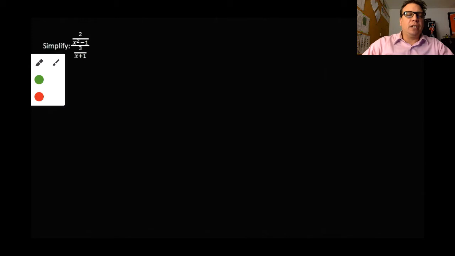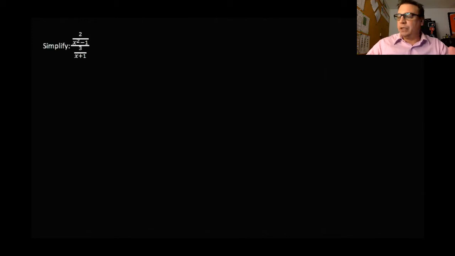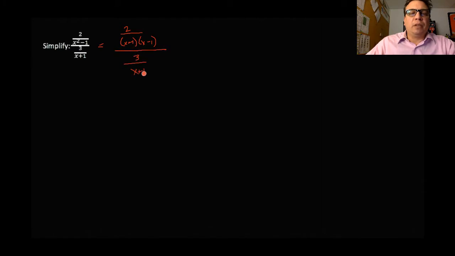So let's change this color to something we can use so it's easier to see. The first thing when trying to write this as division is that you've got to factor everything in both numerator and denominator. So I'm going to keep this as a complex fraction for now, and I'm going to rewrite this as x plus 1 times x minus 1 divided by 3 divided by x plus 1.